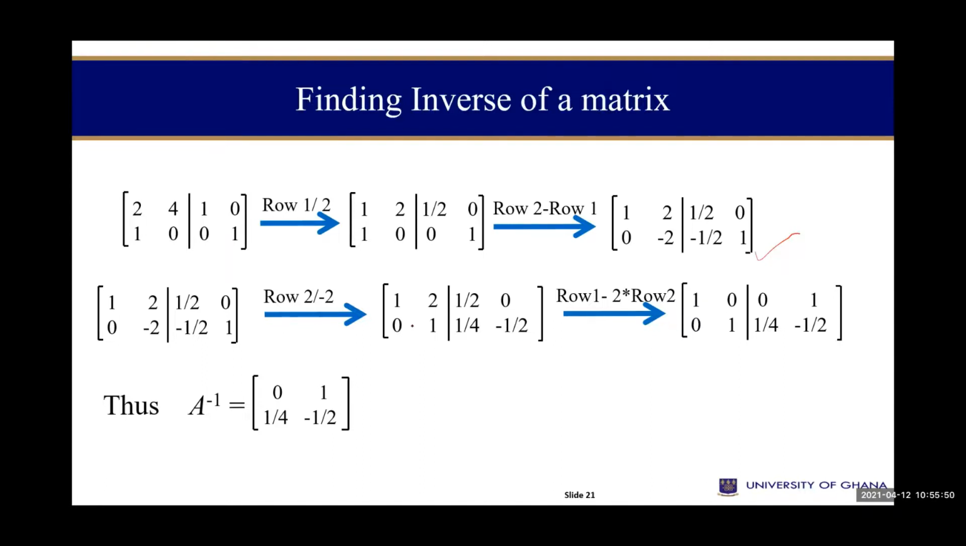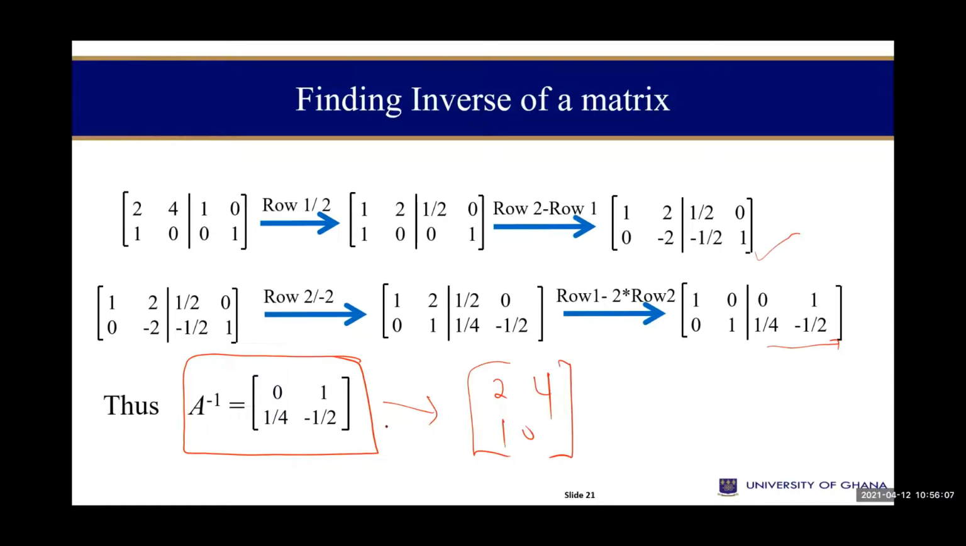Similarly, if I come to 1, 2, and 0 minus 2, all that I have done, just to conclude this, is to get what? The inverse of A. So the original matrix, which is 2, 4, and 1, 0, has been transformed into what? The inverse of what? This one.